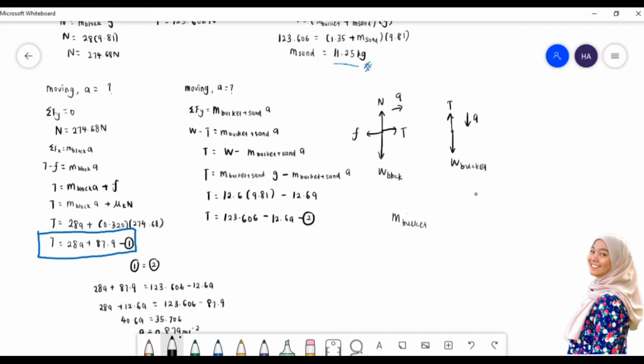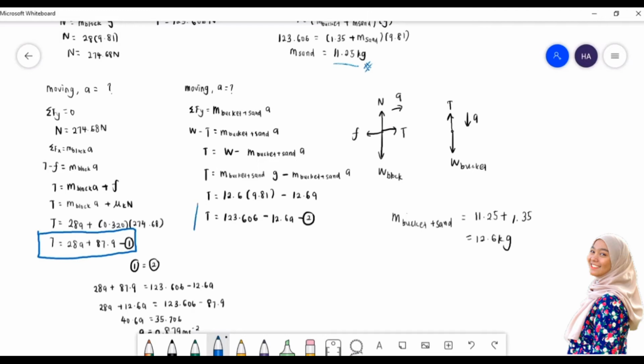So M bucket plus sand is equal to 11.25 plus 1.35. So kita dapat 12.6 kg. Okay. So T equals to W minus M bucket plus sand A. W ni kita boleh kembangkan. So M bucket plus sand G, gravity, minus M bucket plus sand A. So kita masukkan nilai sebab kita dah tahu mass untuk bucket plus sand is 12.6 kg, darab dengan gravity 9.81 minus dengan 12.6 A. Okay, so equation yang kedua yang kita dapat adalah T equals to 123.606 minus 12.6A. So this is the equation yang kedua.